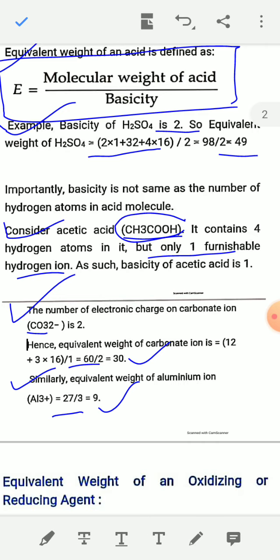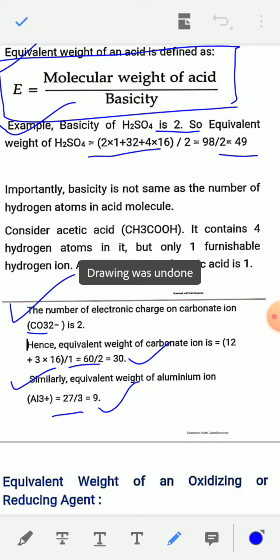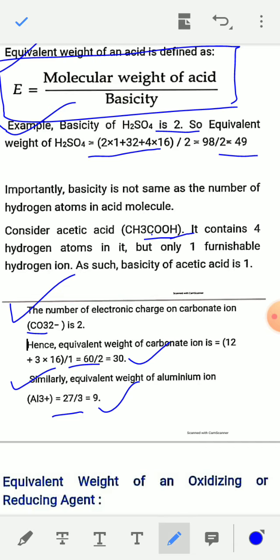Although acetic acid contains 4 hydrogen atoms, not all of them are acidic or ionizable hydrogen. Acetic acid can release only one hydrogen in aqueous solution, only the hydrogen attached to the COOH group. This is the ionizable hydrogen.